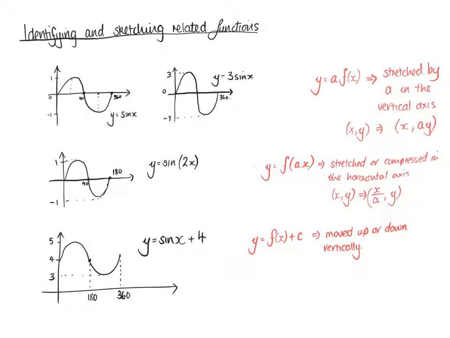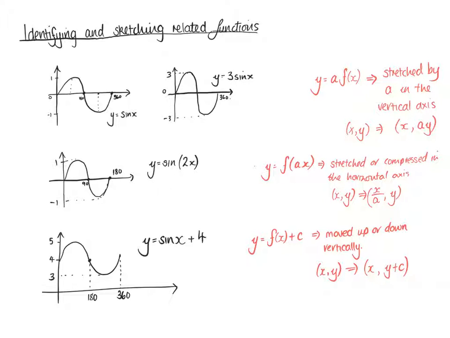Okay, so it's moved up and down vertically. Depends, if it's plus, it moves up, if it's minus, it moves down. Okay, so any x and y coordinate becomes, the x coordinate doesn't change, and then it becomes y plus c for your y coordinate. So if you're adding a negative, then your y coordinate is going to become less, and if you're subtracting, your y coordinate will become more.